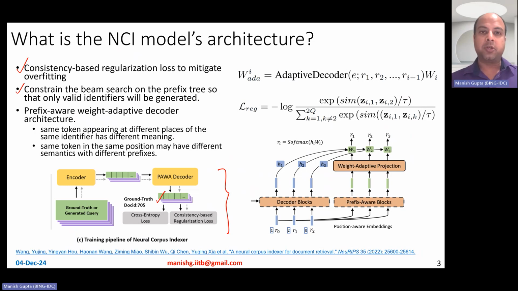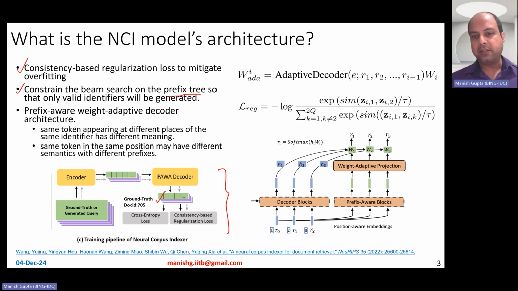You basically know the document ID lists for each of those documents, and you could encode them into a prefix tree, or a trie kind of a data structure, such that whenever the beam search tries to generate the next token, it must generate a valid token only. Okay.